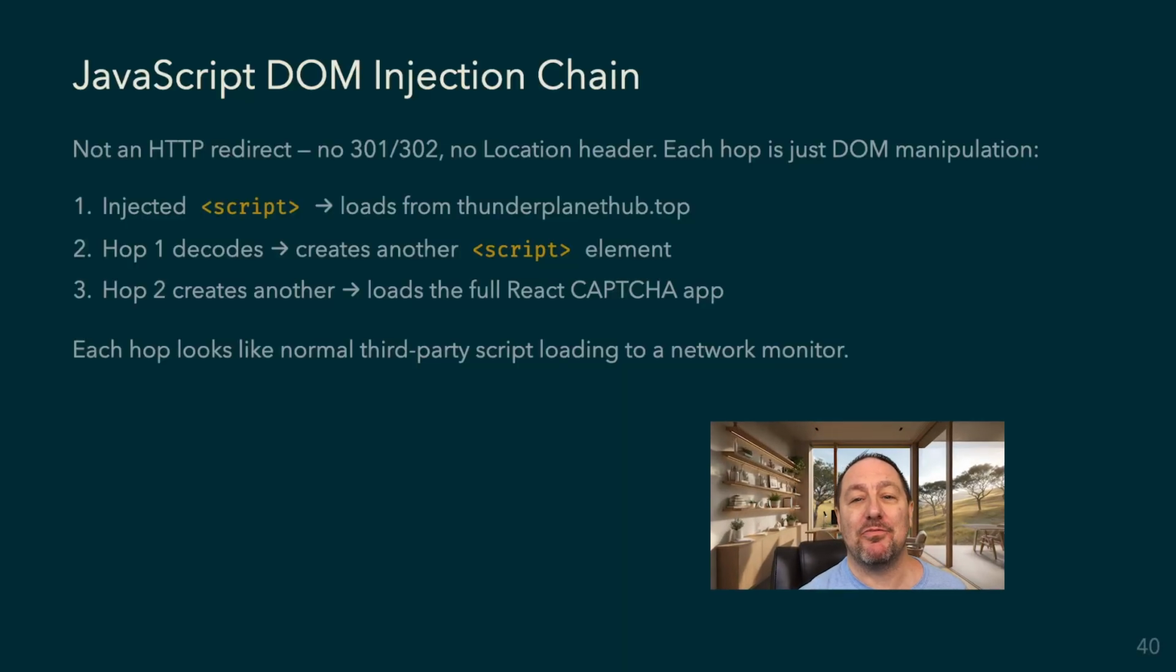So per Brad's step files, this is not an HTTP redirect. There's no 301 or 302 result code, and there's no location header that you'd expect in a normal HTTP redirect. Instead, it's happening inside JavaScript, creating a script tag element and appending it to the DOM. Each hop looks like a normal third-party script loading, and this is what's called a JavaScript DOM injection chain. It's the web equivalent of a con artist who keeps changing hats and hoping you don't notice. It's designed to make each step look innocuous while making analysis very painful. So let's walk through it hop by hop.